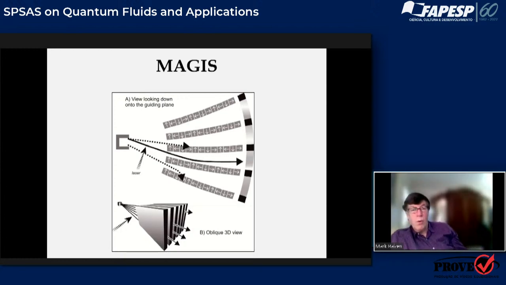So what we do is we optically pump with a laser, and that puts it in the right magnetic state. Let's say in the M equals plus one state. We know that state is repelled by the magnetic field. Now, if you look at the guide, you can see that they are slightly curved, and you can see the orientation of the magnets is in the Halbach configuration that I described.